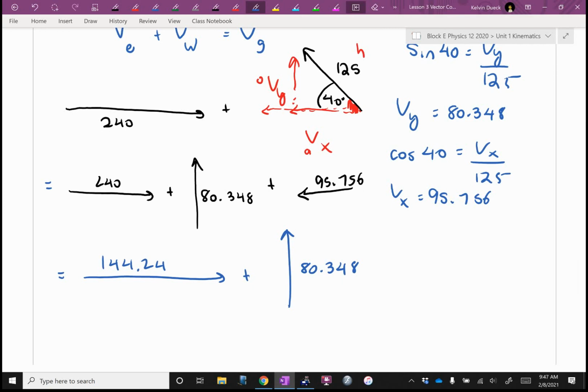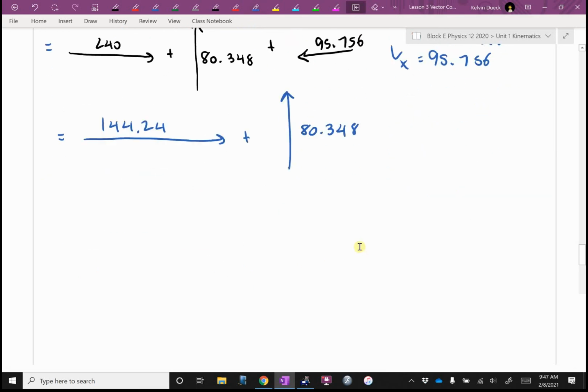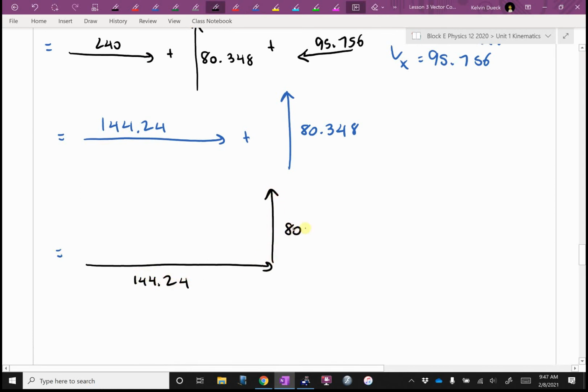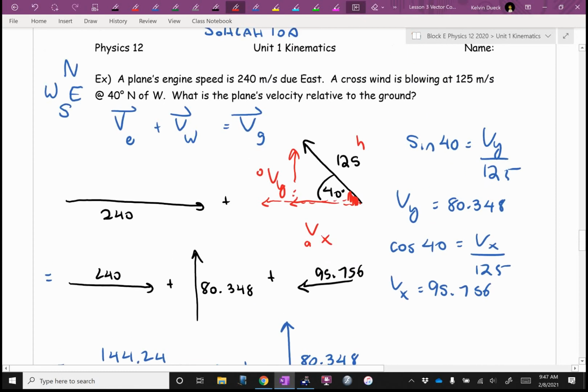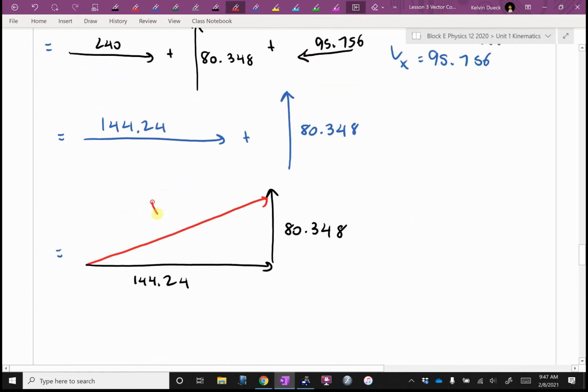Now how many vectors do I have? How would I add those together? Draw them? You don't say. So my vector triangle is going to look like this. Yoink. 144.24. Yoink. 80.348. And the resultant is from the tail of the first to the tip of the second. What am I finding? A force? No, a speed. Oh, this is V ground. I can even label it VG.